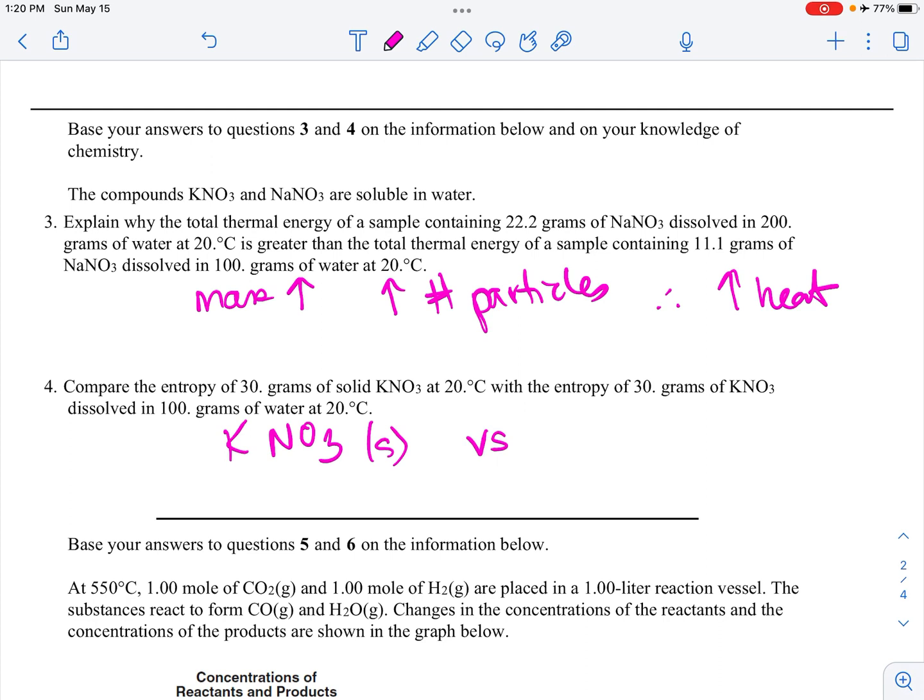Solid versus NO3 aqueous. So again, a solid would be really tightly packed.